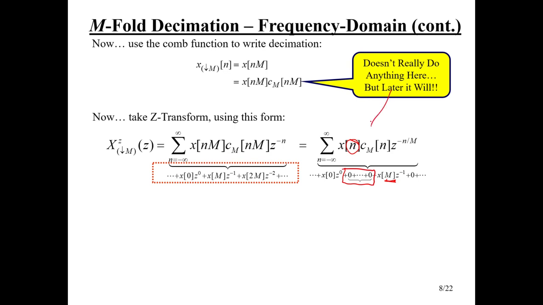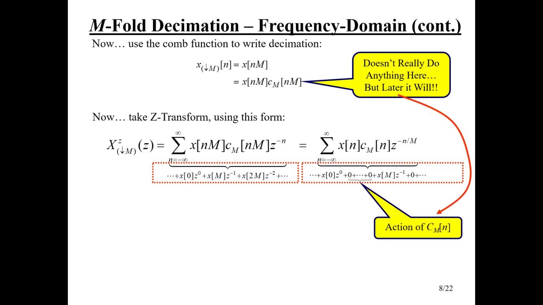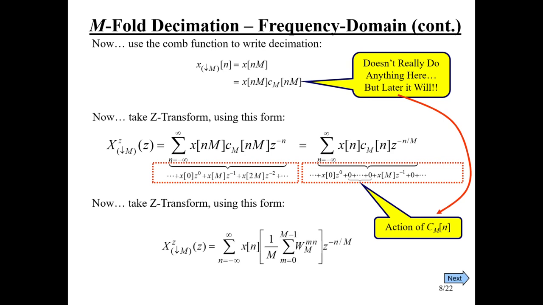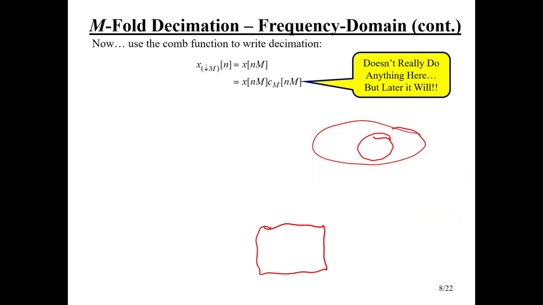That's the action of the comb function. And that's why I put it there. And so on and so on. So now we see what that little form down below looks like. And we recognize there's the action of the c sub m of n. Okay, so now we can take this form here and we replace this by what we had for c sub m of n. That was what we had on the previous slide here.